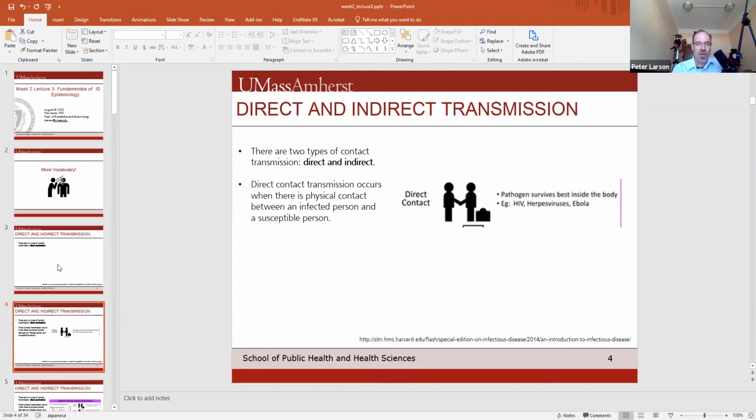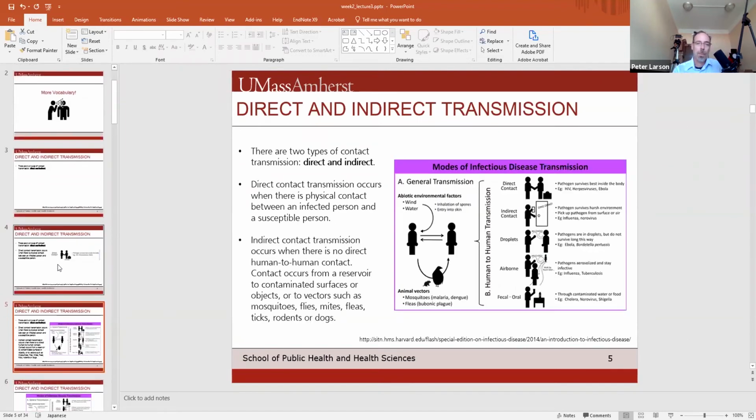And examples of pathogens with direct transmission are HIV, which requires sexual contact or direct contact with blood products. Ebola, which again requires contact with bodily fluids on a person. Herpes viruses require physical contact. There's a number of them. And this is really the easiest one to get your head around, direct contact. One person touches another person, either just in shaking hands or hugs or whatever, or sexually, and another person becomes infected.